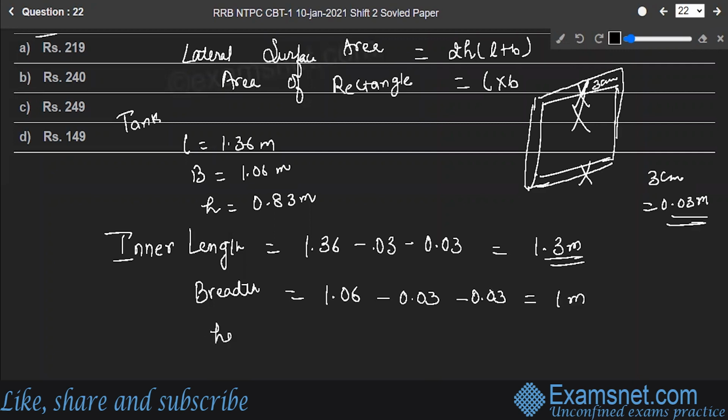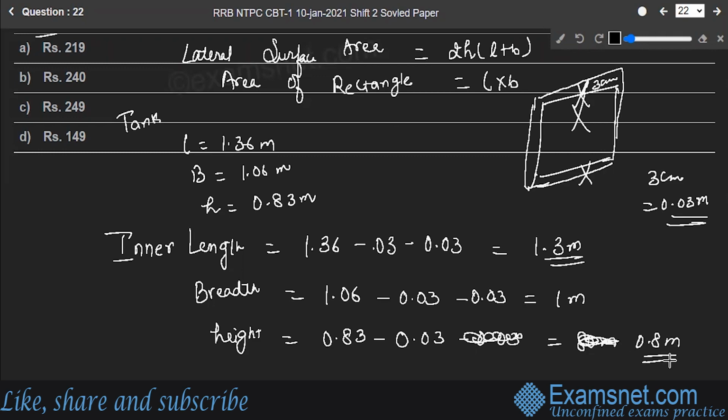And height, 0.83 minus 0.03 minus 0.03, which is equal to, no, sorry. For the height, because I'm ignoring the lower one, right? So it will be subtracted only once and I will have 0.8 meters over here.